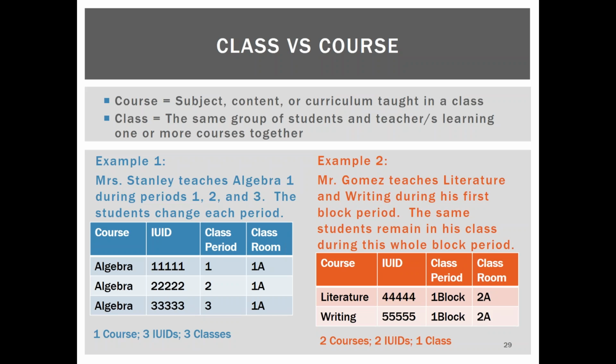Mr. Gomez teaches literature and writing during his first block period. The same students remain in his class during the whole block period. So he has literature and writing. Those are two different IUIDs because they're two different course codes, but they're in the same class. If you use the same class period and classroom, in this example, 1 block and 2A, it's going to show us that this is two different courses, or two different IUIDs, but just one class.